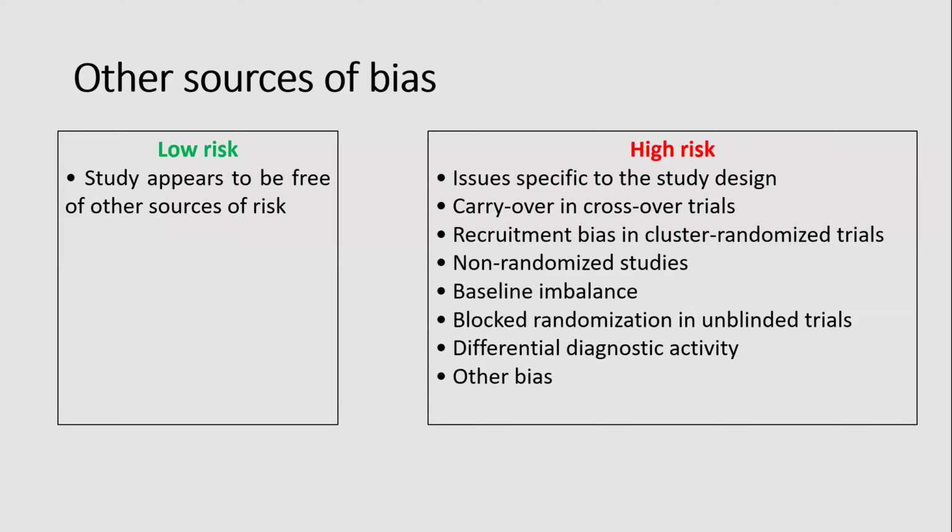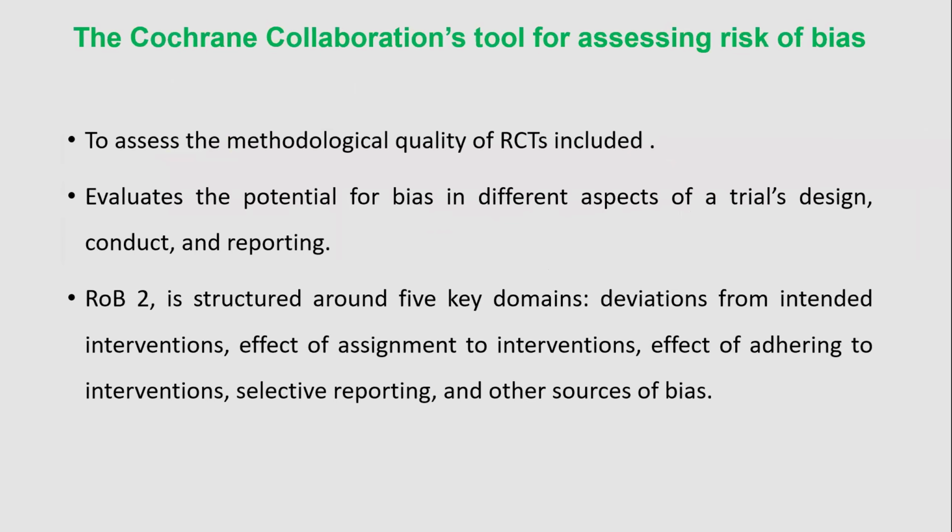Then high risk of bias, when there is an issue with the specific study design, or carryover in crossover trials, recruitment was not done properly, or non-randomized studies, or baseline imbalance was there, or block randomization in unblinded trials, differential diagnostic activity, or there is any other source of bias. So we can use the Cochrane risk of bias tool.